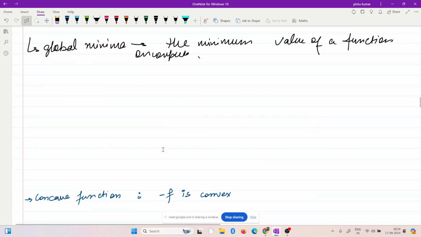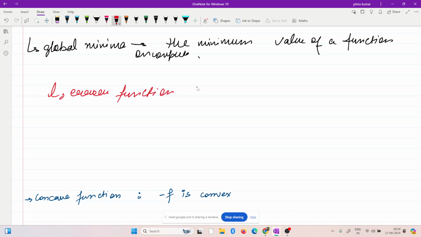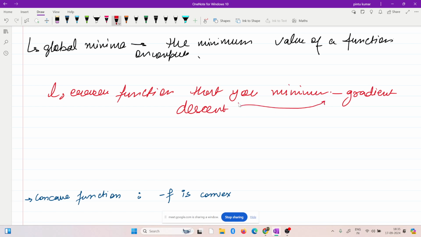So again, let's get back to machine learning. In machine learning, you have some loss function or the error function, more generally called a loss function, that you want to minimize, right? So you want minimum error. And the method that we have discussed right now is gradient descent. So the most commonly used method is called gradient descent. We'll discuss this in more detail in the next lecture.